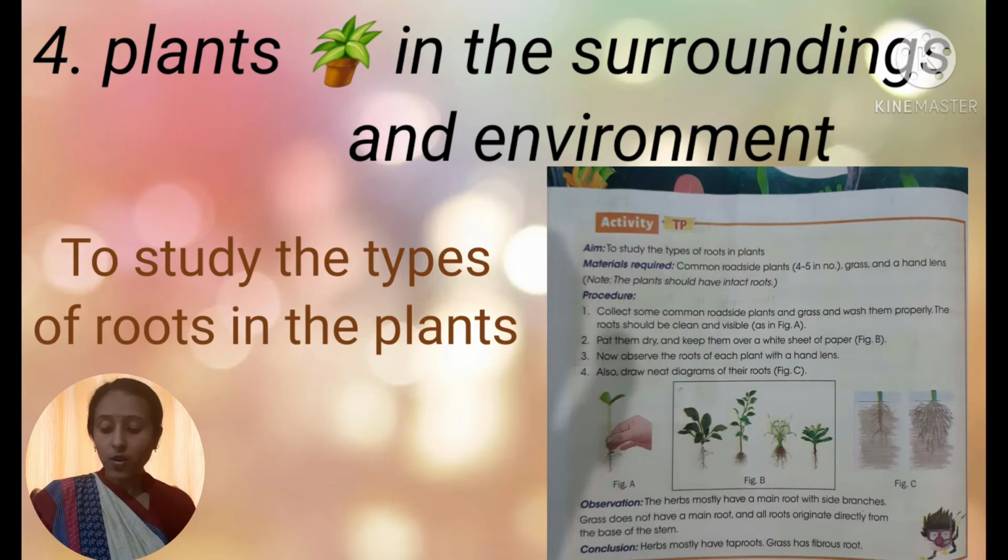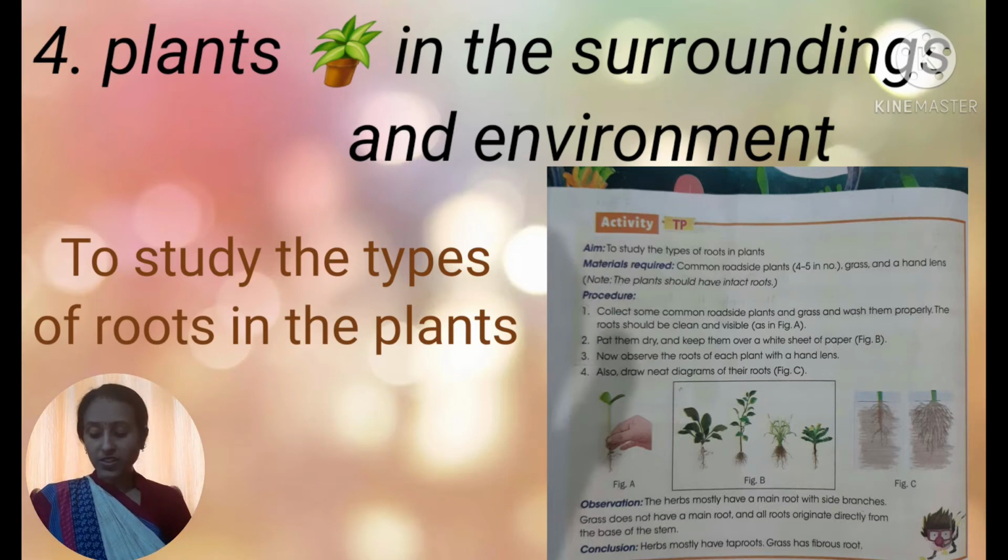What is the procedure? Firstly, collect some common roadside plants and grass and wash them properly. The roots should be clean and visible, because you are going to observe the roots. Pat them dry and keep them over a white sheet of paper. Now observe the roots of each plant with a hand lens. With the help of the hand lens, you are observing the roots of the plants. Also draw a neat diagram of the roots, obviously.